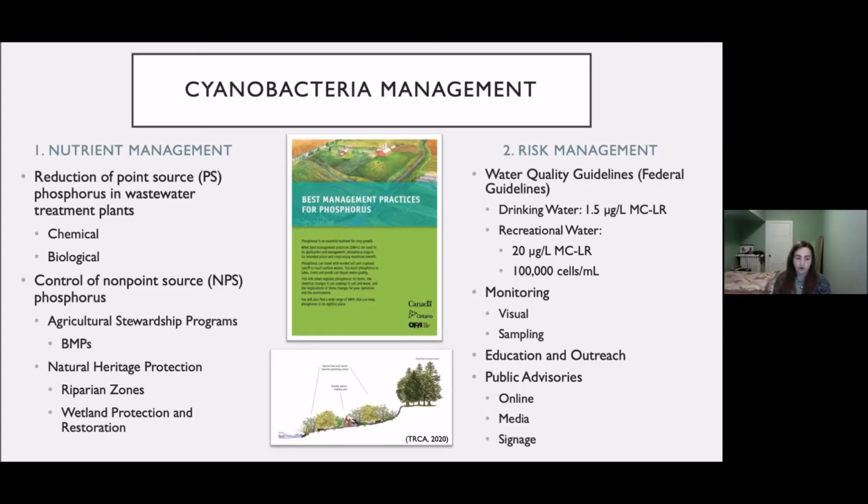Then there are also BMPs that are natural heritage protection. So protecting riparian zones, that's the picture on the bottom, the grassy or planted area between water bodies and the shore, and wetland protection and restoration, because both are capable of uptaking or removing nutrients from soil and preventing them from reaching the water.